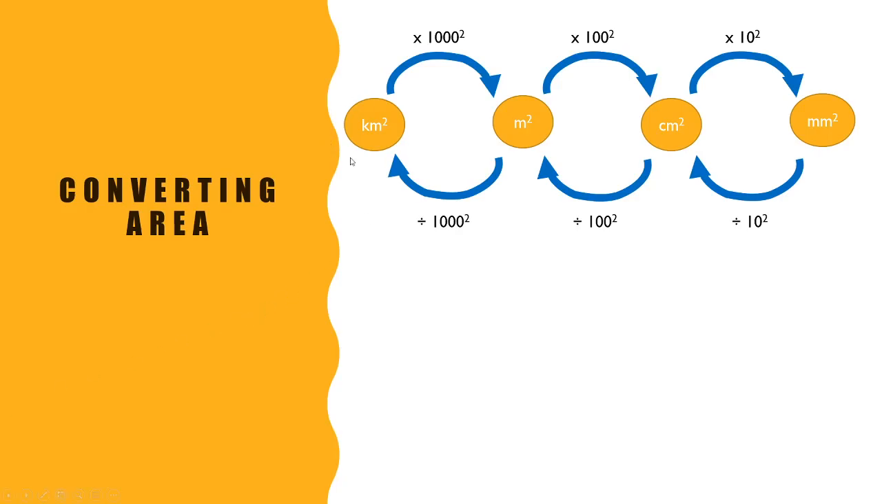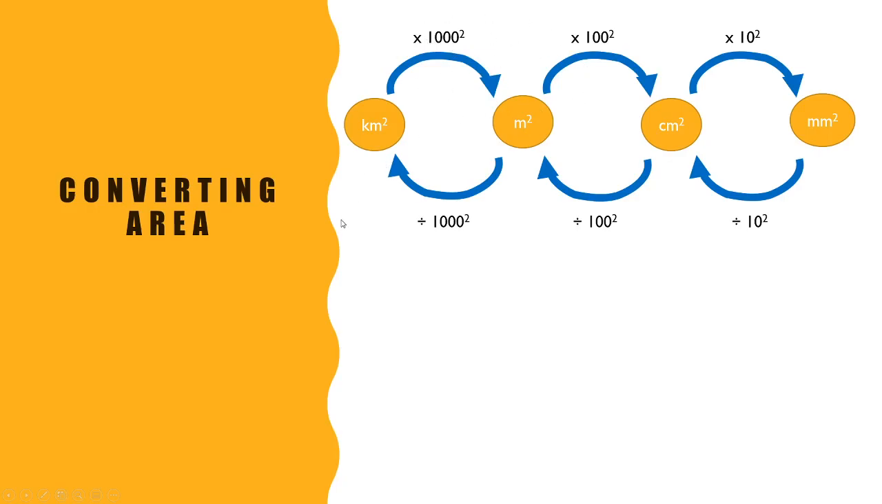And because we're doing that squared, we've got the same numbers here, times 1,000, but it's times 1,000 squared, times 100 squared, times 10 squared. And then going back up the chain, we're dividing by 10 squared, dividing by 100 squared, and dividing by 1,000 squared. Now we can easily do this on our calculators. We have an area, we then just times by whatever squared, and we can type that in.